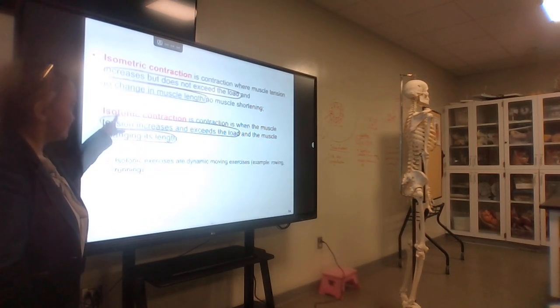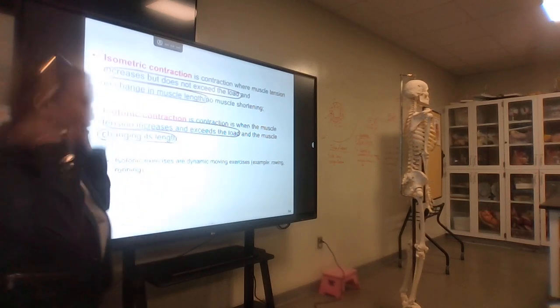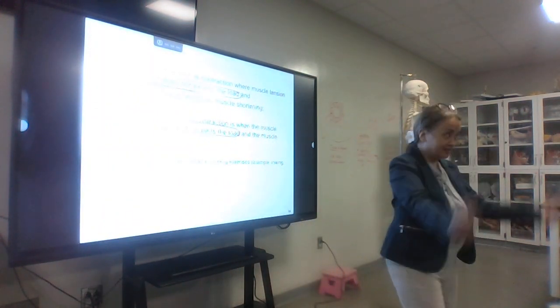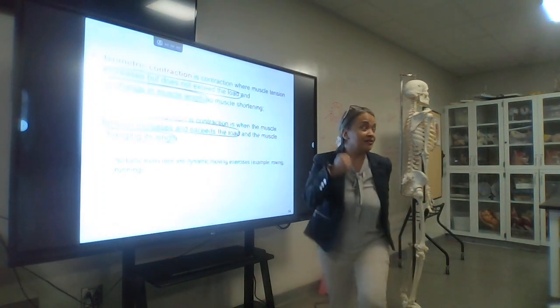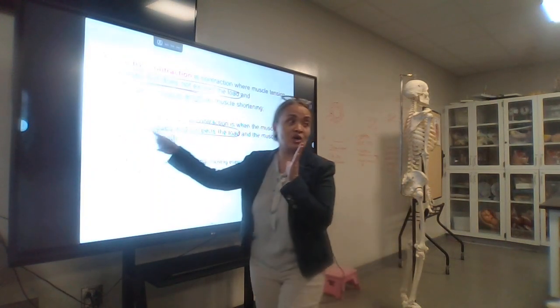The exercises for isotonic contraction are your dynamic moving exercises. Like this, right? Biceps are shortening. This is dynamic. It's a moving exercise, like rowing, like running. These exercises will shorten your muscles. Isotonic.